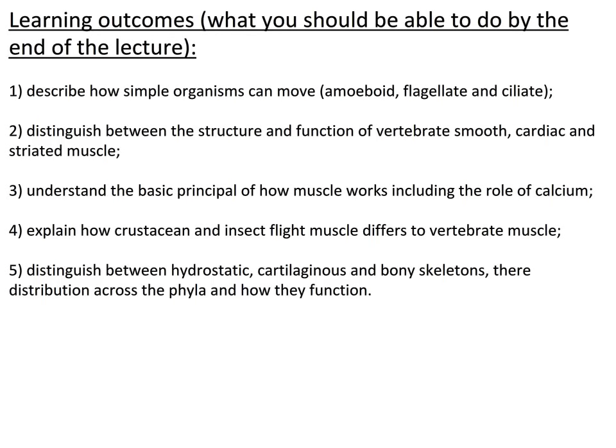So in this lecture we would cover how simple organisms can move: amoeboid, flagellate and ciliate. We then look at muscle types, understand how muscle works, and then look at the difference between insect and crustacean muscle, and then look at skeleton types. But the most important thing we're interested in at the moment is how simple organisms can move, whether they use amoeboid, flagellate or ciliate movement.